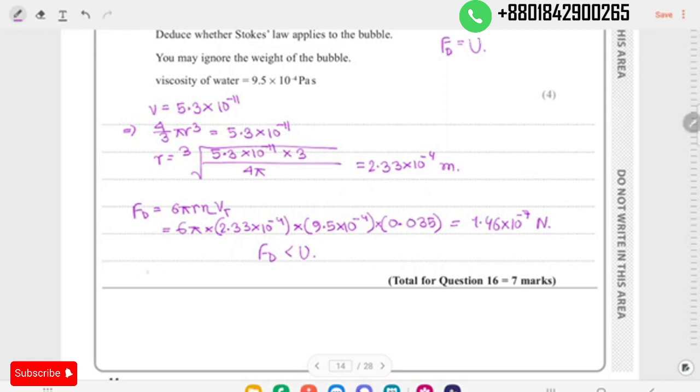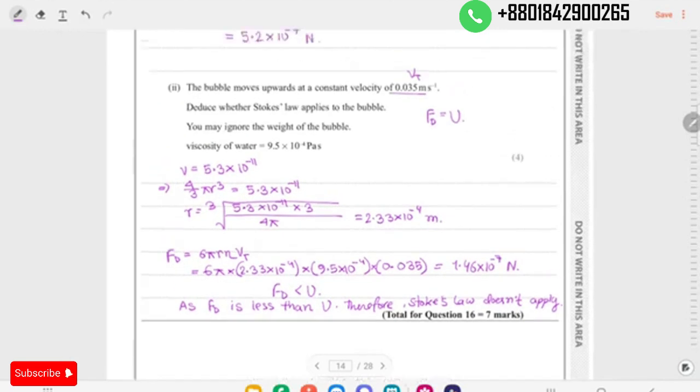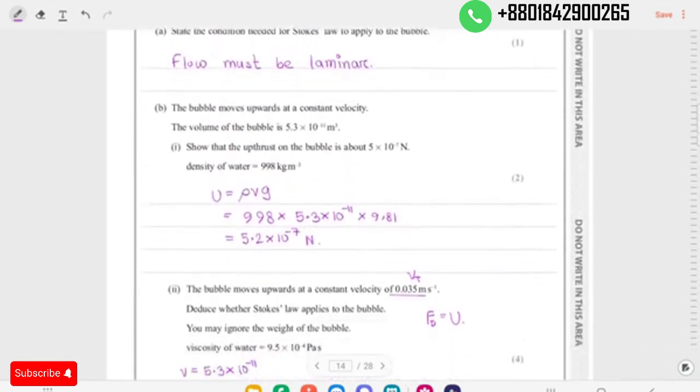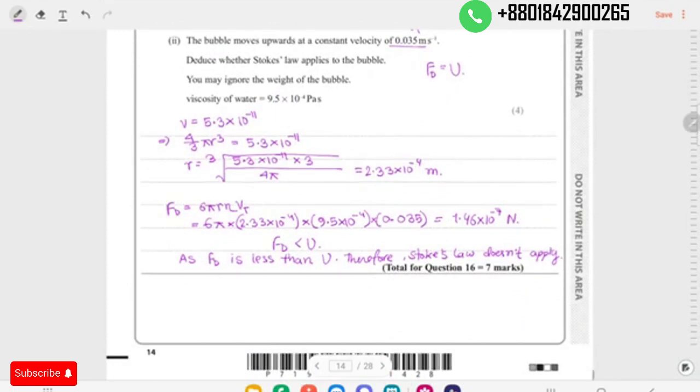So we can write that as, if drag is less than upthrust, therefore Stokes' law doesn't apply. Okay, so this was the end for your question 16. I hope it was clear for everyone. We'll move on to question 17.